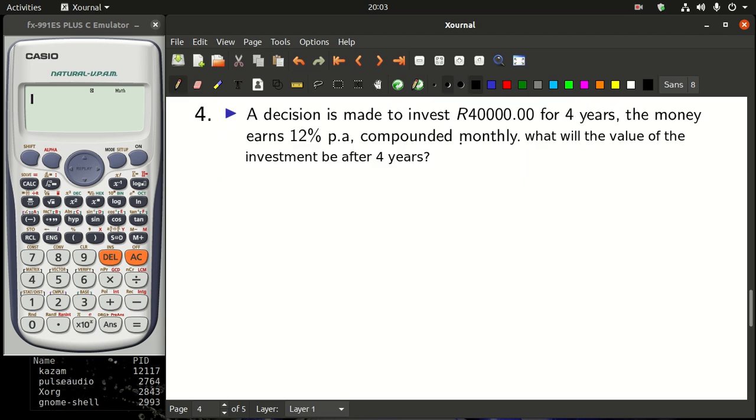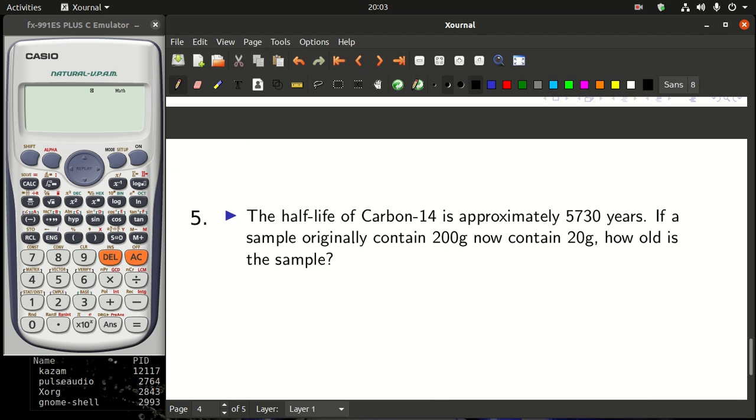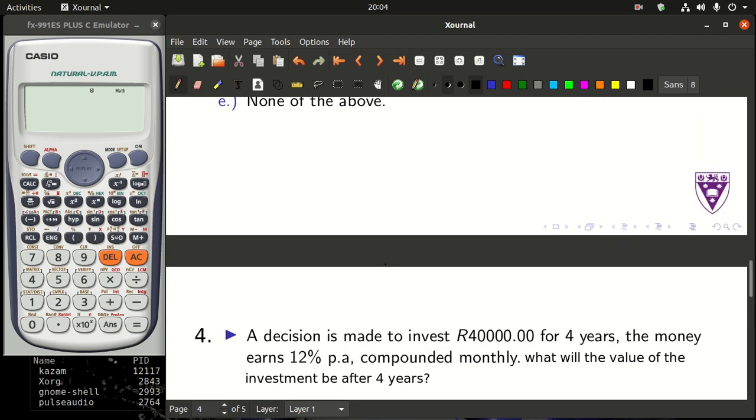Or someone wants to decide whether to make a 40,000 investment for 4 years, whereby the money will earn 12% compounded monthly. They want to find out what the investment will be after 4 years, or whether the investment will be worth it, or whether they should consider other options. Or you have the half-life of carbon-14, which is approximately 430 years, if a sample originally contains this and that. Now, you find out these problems.